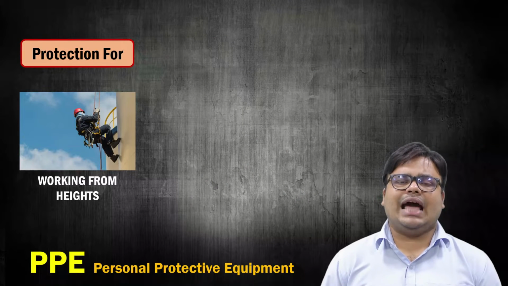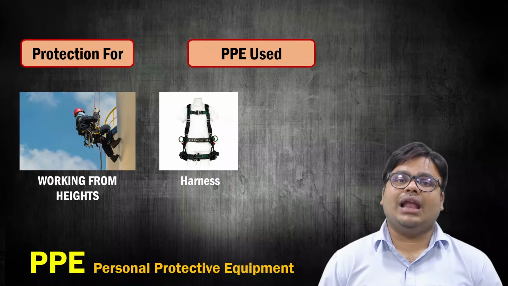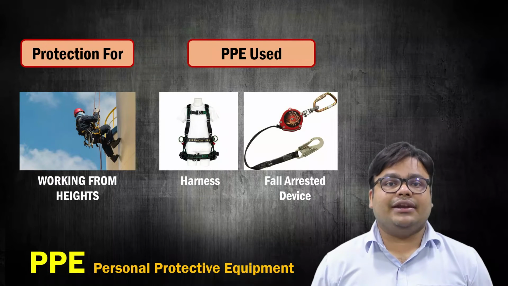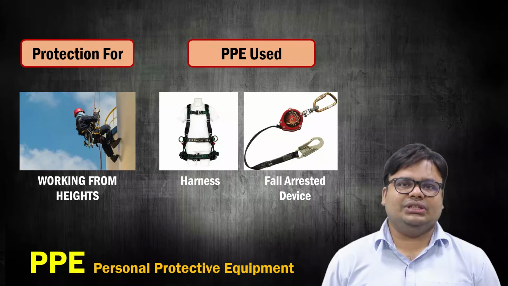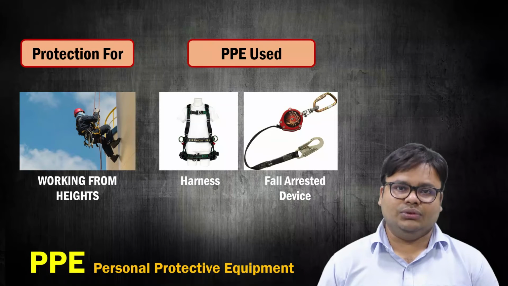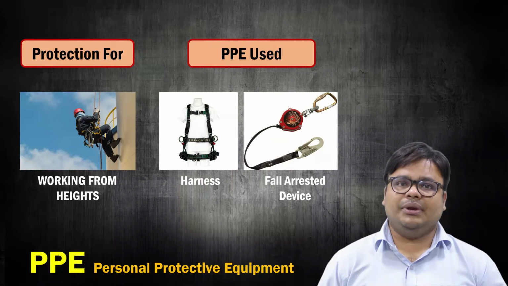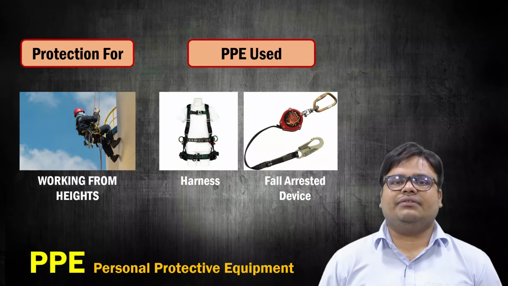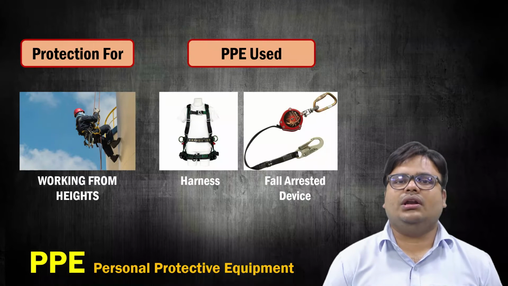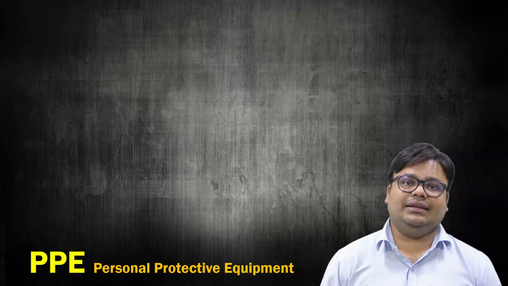Moving on to the next one, working from height. When we are working at height, we should use a harness or fall arrest device. As you can see in this slide, these are used to protect us from falls. If we lose our balance and fall down, these safety equipment will hold us and will not allow us to fall. Please remember, these are very important personal protective equipment.